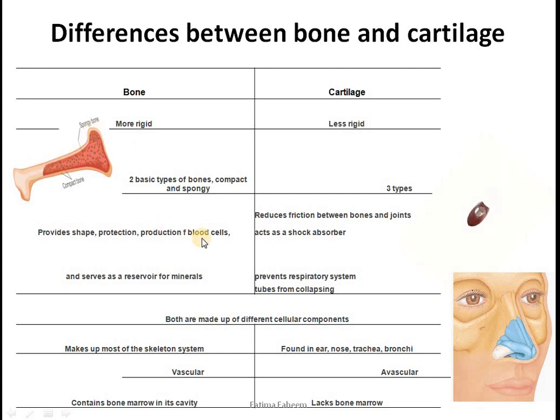Then let's see the functional differences between bone and cartilage. The bone actually provides shape, protection, and also is responsible for production of blood cells and serves as a reservoir for minerals. On the other hand, cartilage reduces friction between bones and joints, acts as a shock absorber, and prevents respiratory system tubes, that is the trachea and bronchi, from collapsing.